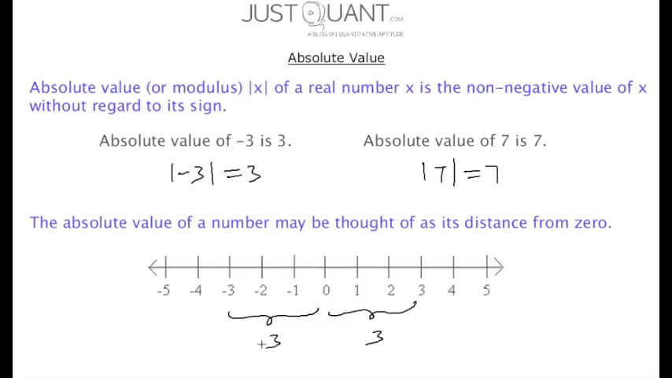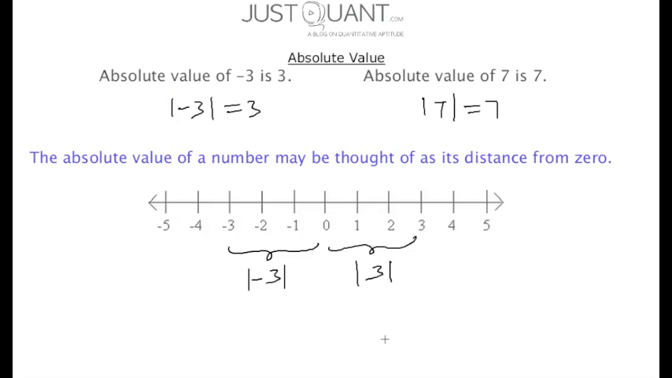Okay, we know that distance is always positive, and also from the definition we see that an absolute value is also positive. So I can represent the distance of minus 3 from 0 as |-3| and the distance of 3 from 0 as |3|, right?